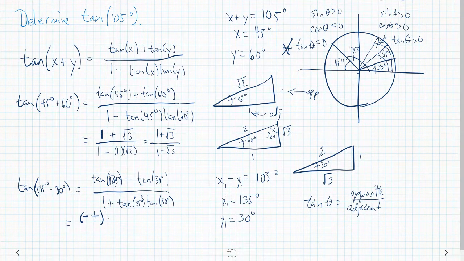Now tangent at 30 degrees, okay, let's take a look. So what do we have? We have 1 as the opposite side, and the adjacent side is square root of 3. So this is 1 over square root of 3.